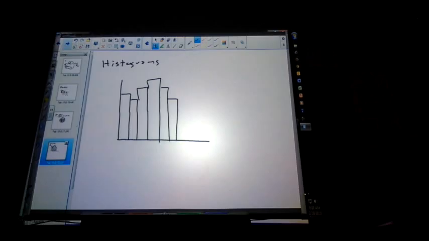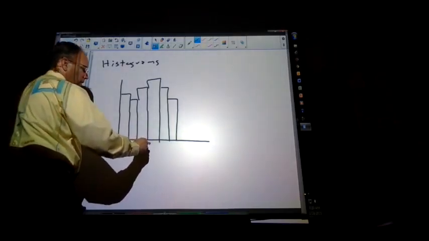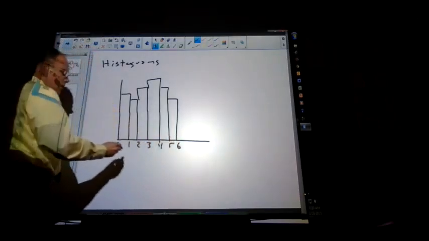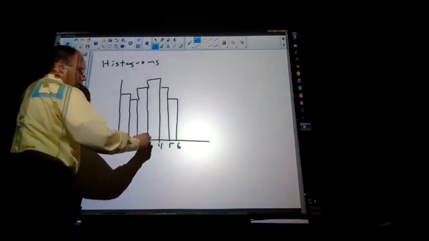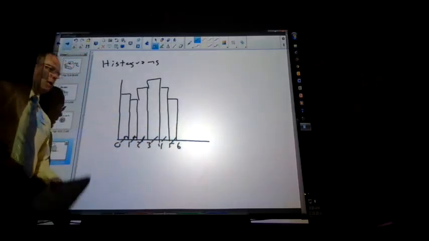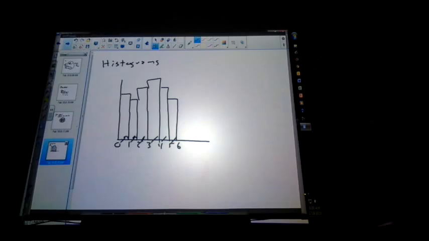Histograms are columns plotted in numerical order on intervals in a single quantity. So in the histogram, each of the bars should be the same length. If you were to start counting 0, 1, 2, 3, 4, 5, and 6, where the 0 category is here, the 1's here, the 2's here, the 3's here, 4's here, 5's here. We don't have a 6th category, but that's basically how we count.